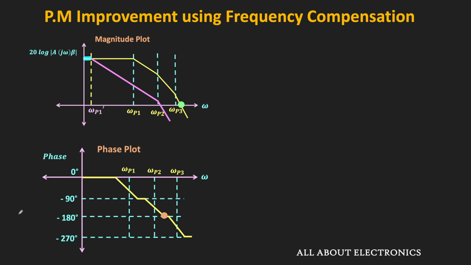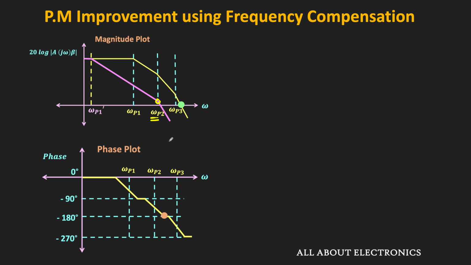That means up to omega p1 dash, we will have the flat response. After that, due to the first pole, the magnitude will start reducing at the rate of 20 dB per decade, and it will continue to reduce until the second pole. In this new case, the second pole will arrive at omega p2. From this point onward, the magnitude plot will reduce at the rate of 40 dB per decade. Later on, at omega p3, it will reduce at 60 dB per decade. But here, the magnitude response only for the two poles is shown.